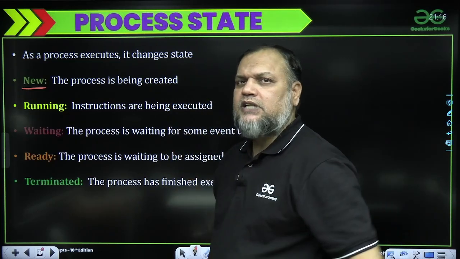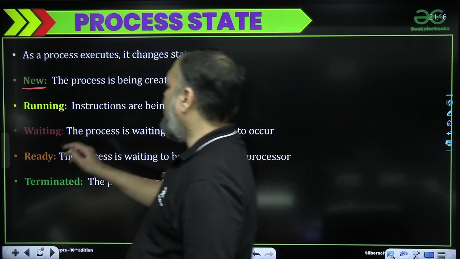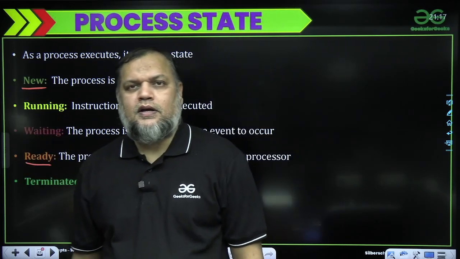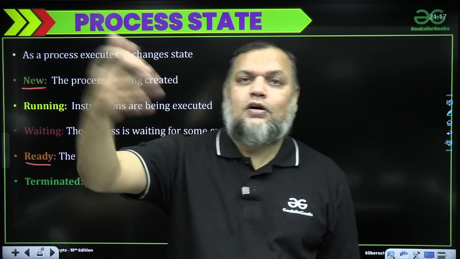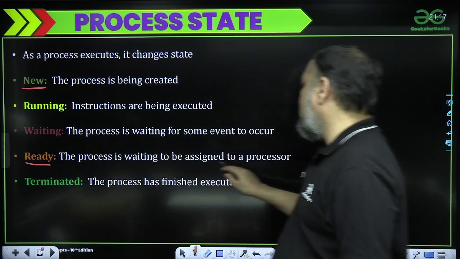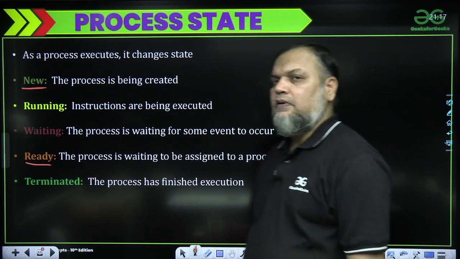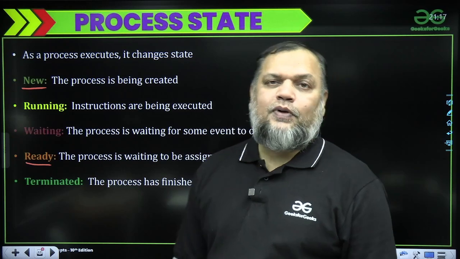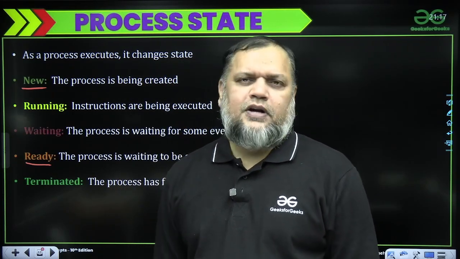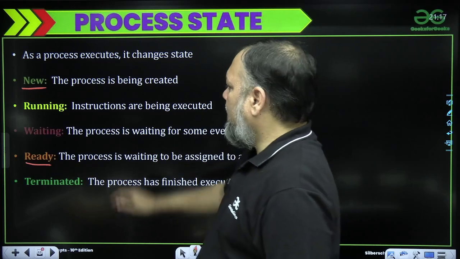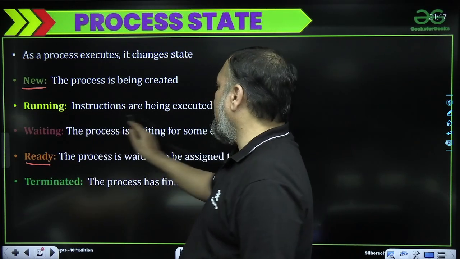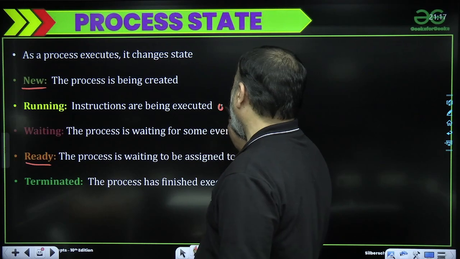And once the process has been created, it becomes what is called ready. It changes its state to ready. Ready means it is ready to run on CPU, ready to execute instructions on CPU. So the process is waiting to be assigned to a processor. In a typical multi-programmed operating system environment, I can have many ready processes, multiple ready processes, multi-programming. Whenever the process gets scheduled onto the CPU, the state changes to running. Running means instructions are being executed on CPU.